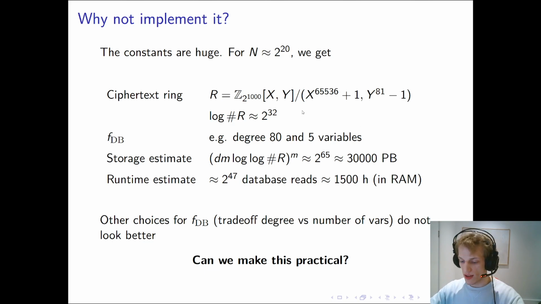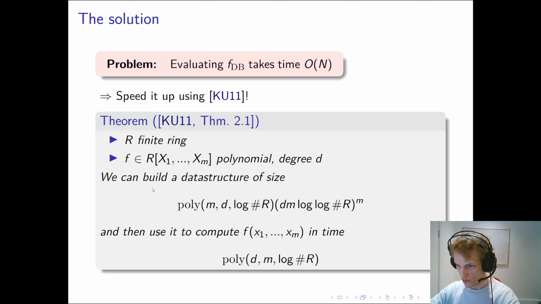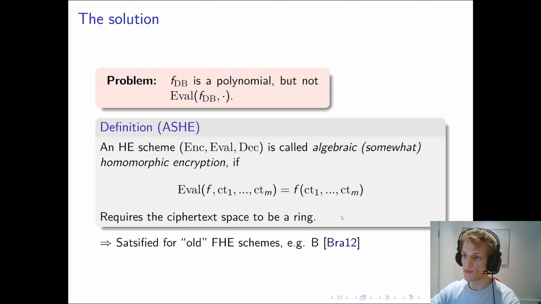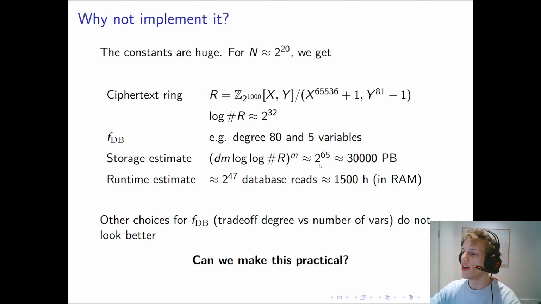If we now take these two values and plug them into this formula here for the data structure size, and we just take the main contributing factor of the data structure size and evaluate it, we find that the data structure needs to have about 2 to the 65 entries, and assuming that each entry is a byte, this is about 30,000 petabytes. So yeah, we already see it might not be practical to implement it directly.